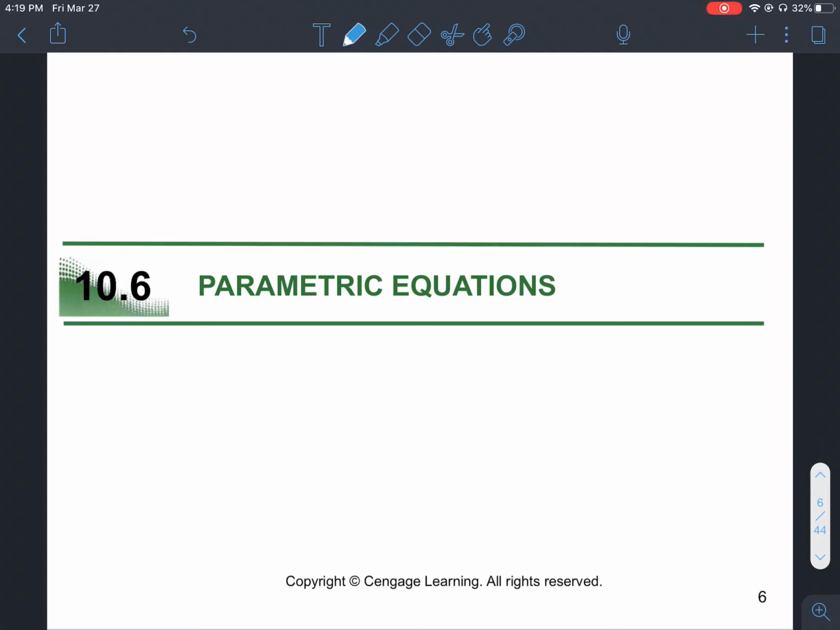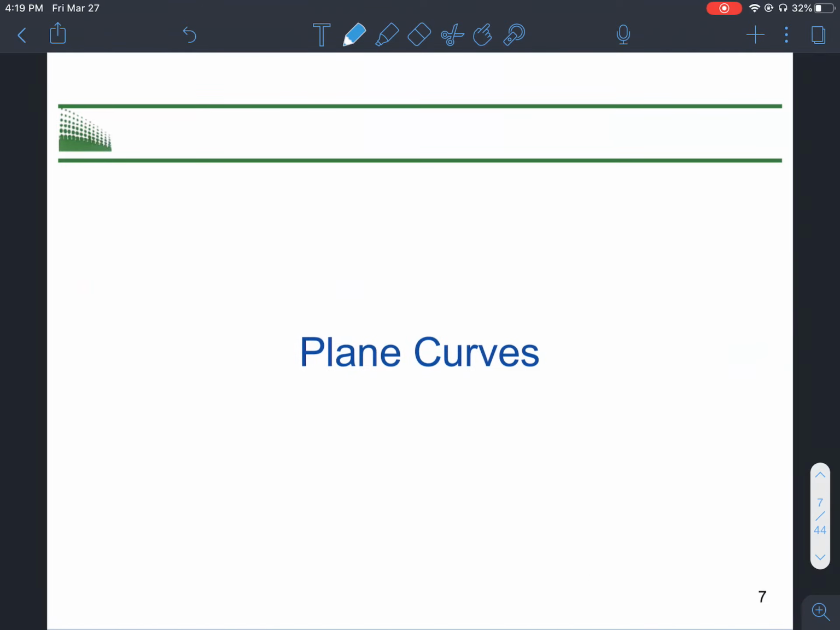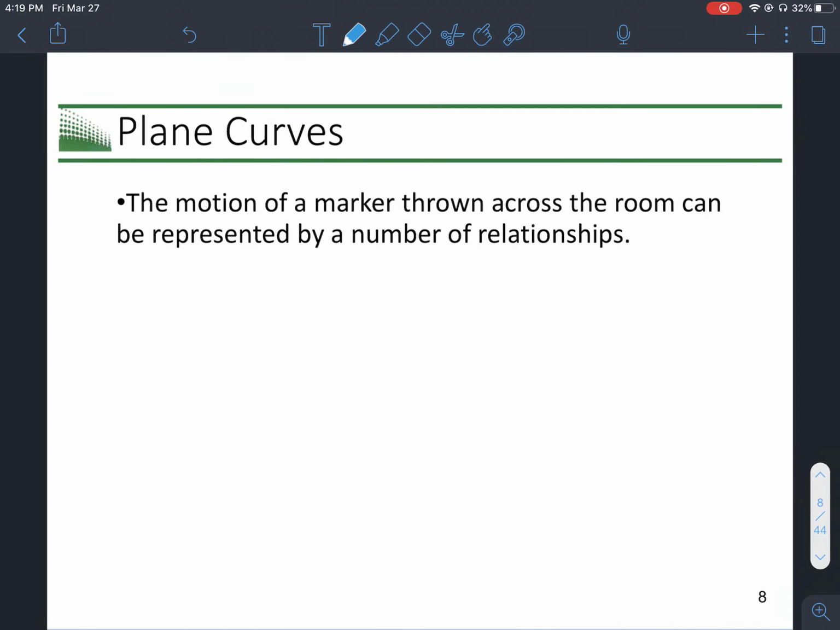Today we're going to be discussing section 10.6, which is about parametric equations. We're going to start by talking about what a plane curve is. To talk about that, we're going to think about the motion of an object, maybe a marker, maybe a football, something else that's being thrown across a room. If you take that marker, that football or basketball, and you throw that object, it's going to travel in a parabolic motion, parabolic direction.